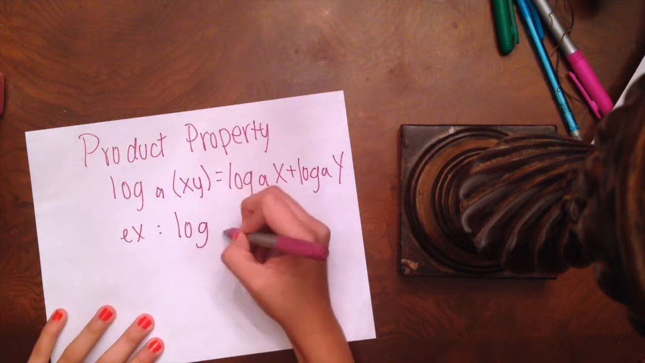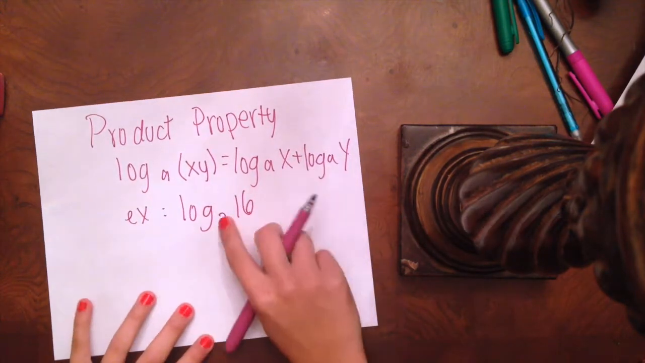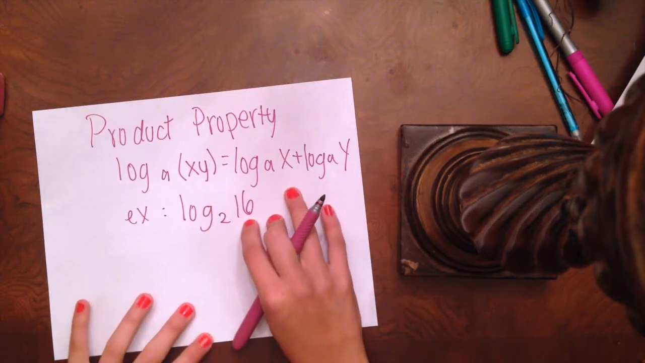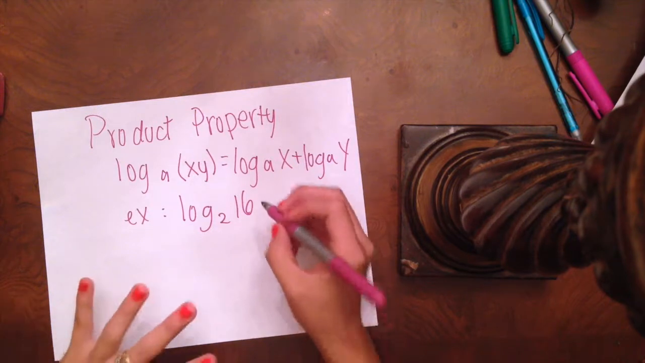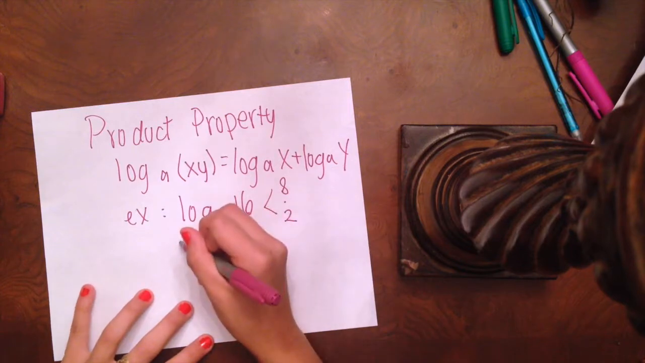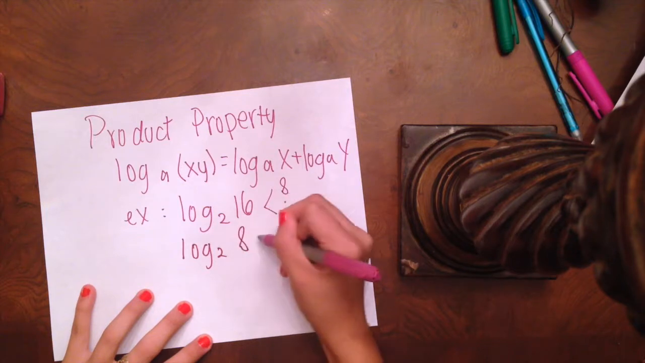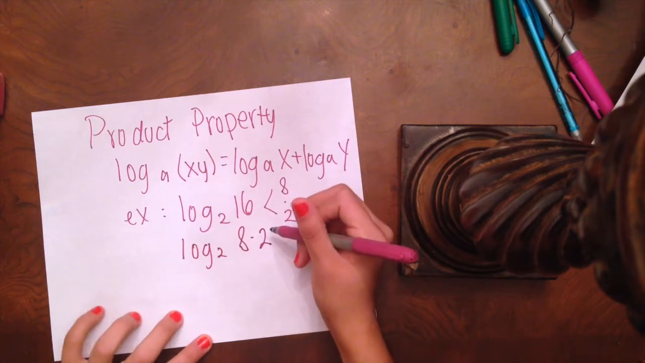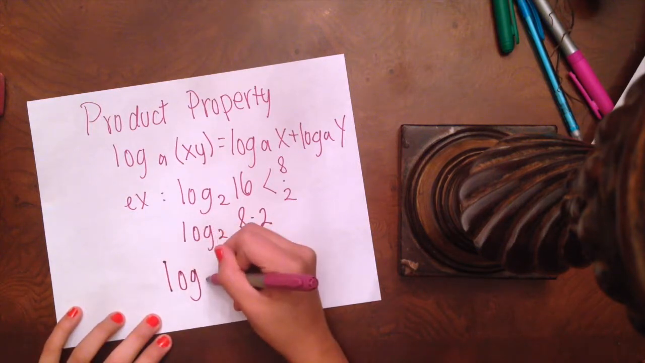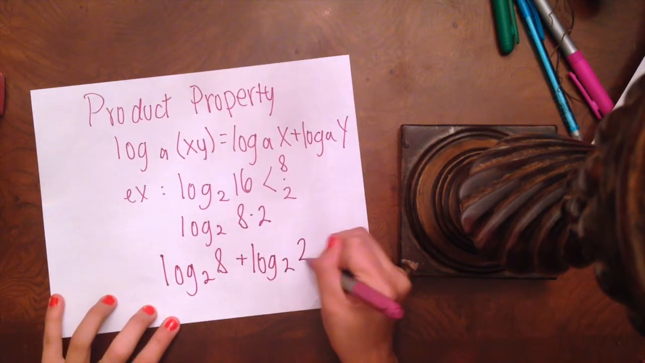Log base 2 of 16 can be taken and broken down into two separate parts, like shown here. X and y are being multiplied, and we can take two factors from 16. Let's use 8 and 2. So then we can take log base 2, and then to show that we're using 8 times 2, we split it up into addition: log base 2 of 8 plus log base 2 of 2.